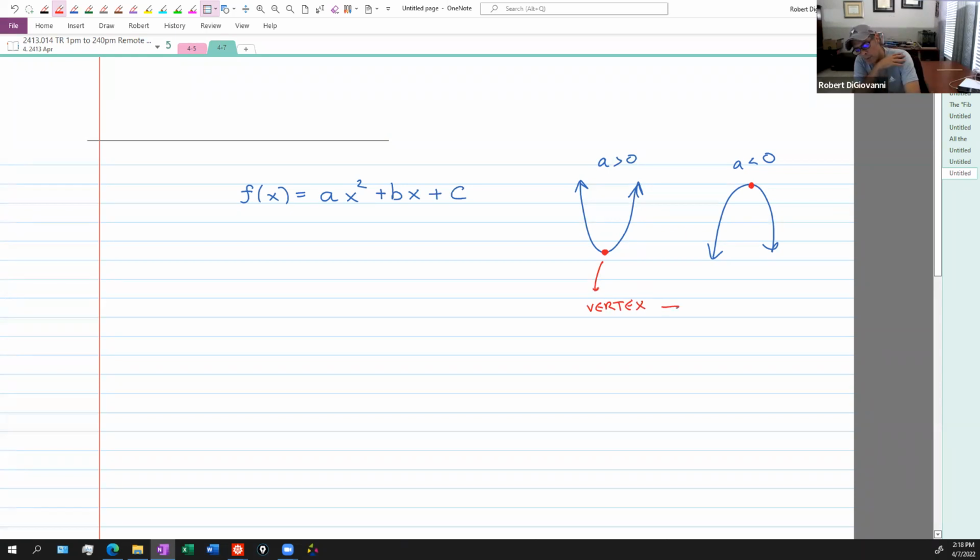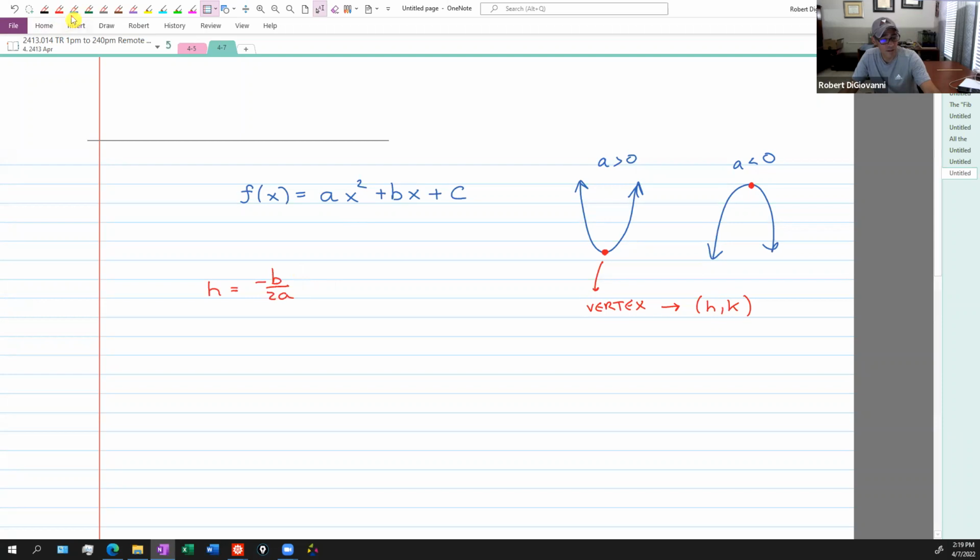It's such an important point that we actually give it a special set of coordinates. Instead of calling the coordinates of that point XY, we call it HK, just so you know I'm talking about a vertex. Does that look familiar, HK? In college algebra, you're taught how to get H. H will always be negative B over 2A. If you want to find the H for this vertex, all you do is take negative B and divide it by 2 times A. Yeah, y'all kind of remember that?